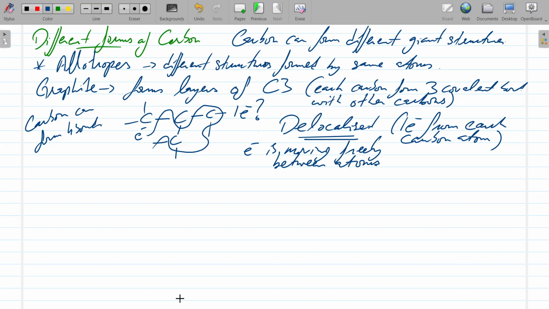And because graphite has free electrons, that means graphite can conduct electricity.